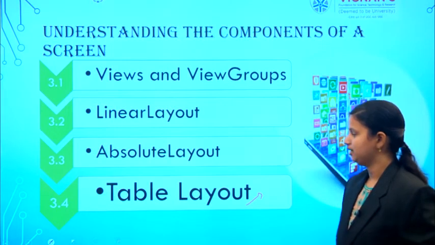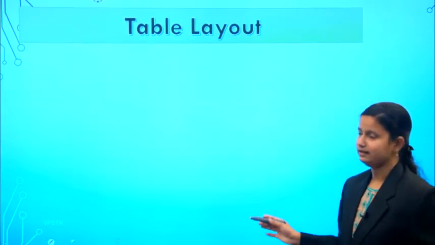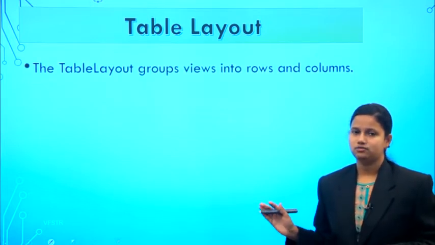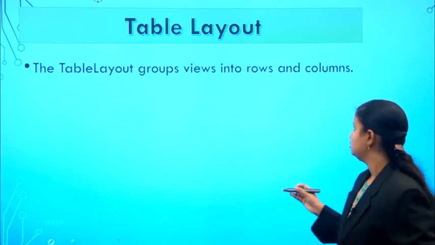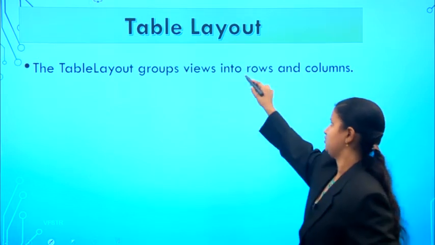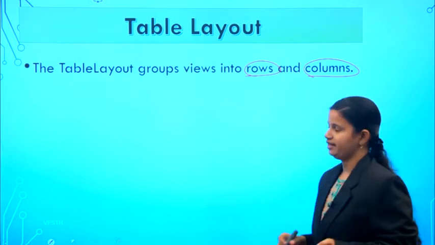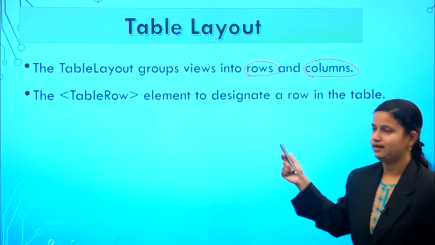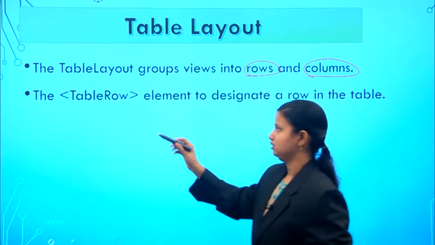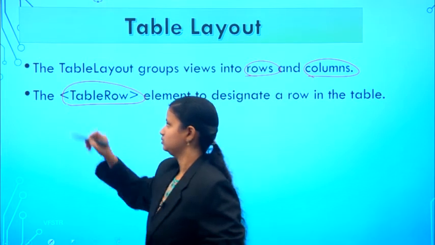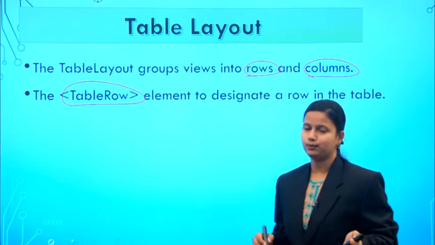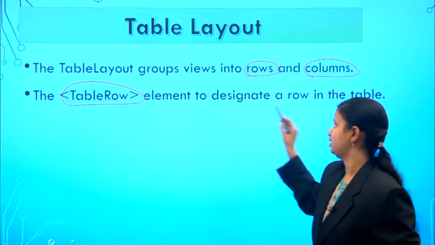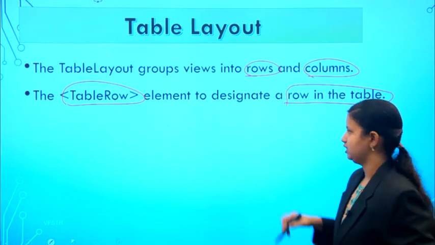And the next thing is table layout. So what is this table layout? It is nothing but it arranges your views in the form of a table. So what does a table mean? It has rows and columns. That means arrangement of the views in the form of rows and columns. The most important thing we have is the table row tag. The table row tag will help you to arrange the views in the form of a row. That means it is used to design a row in the table.